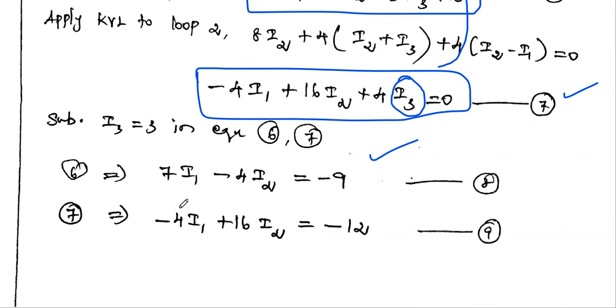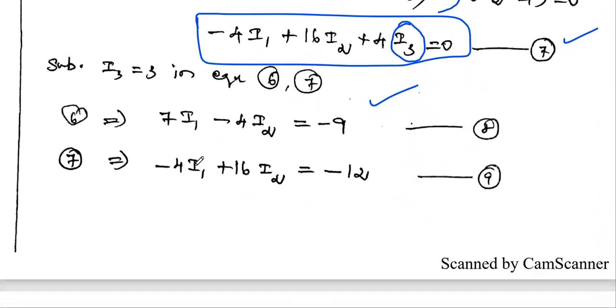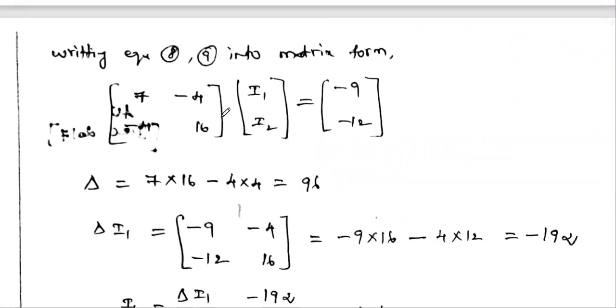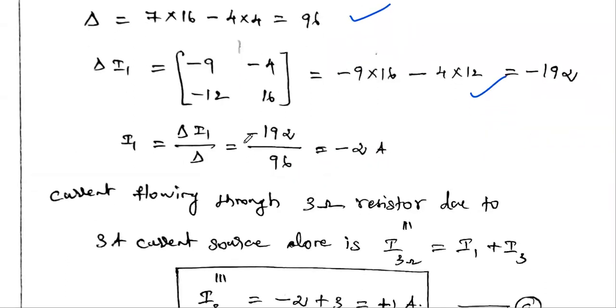Now by solving these two equations, what is our aim? Our aim is to find the current flowing through the 3 ohm resistor. This 3 ohm is common for loop 1 and loop 3. I1 is flowing like this, I3 is flowing like this. So what is the actual current flowing through the 3 ohm resistor? I1 plus I3. I3 we already know, so we only have to find I1. By solving these two equations, we find I1. You convert the two equations into a matrix, then find del and del I1. Dividing del I1 by del, we get the answer, minus 2 amps.